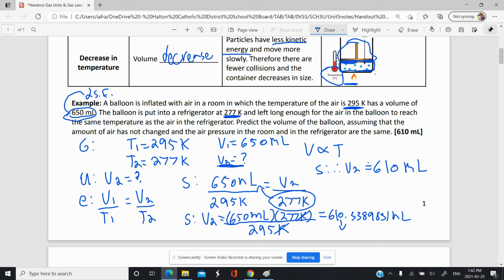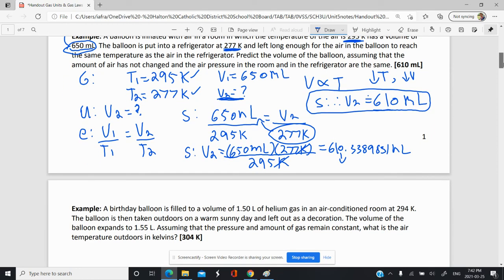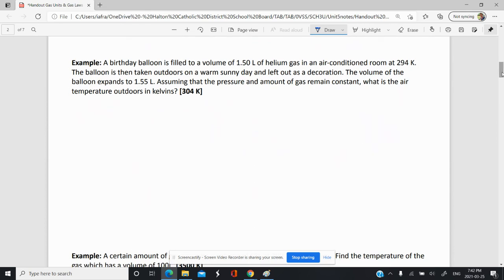And that makes sense. We went from a higher temperature to a lower temperature, so we decreased the temperature, which means our volume should decrease. The particles come closer together, have less kinetic energy, and take up less space: 610 milliliters, as opposed to 650 when it was out of the refrigerator. So always check to see that your answer makes sense.